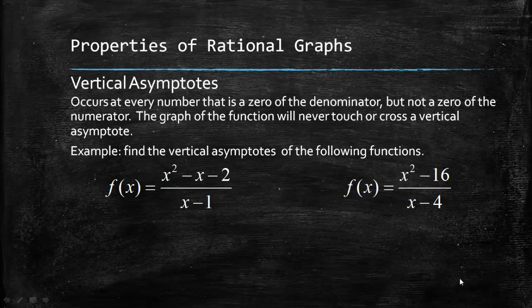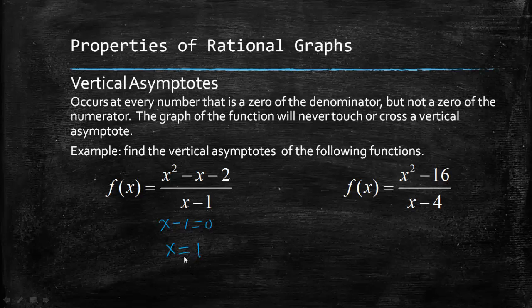In our last video, we started talking about vertical asymptotes, and we said that to find the vertical asymptote, I need to find the zero in the denominator. What we did was we took our denominator and set it equal to 0 and found out what x is equal to.